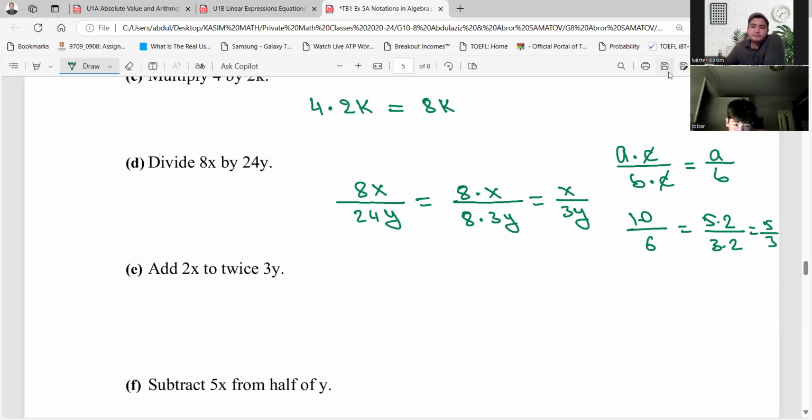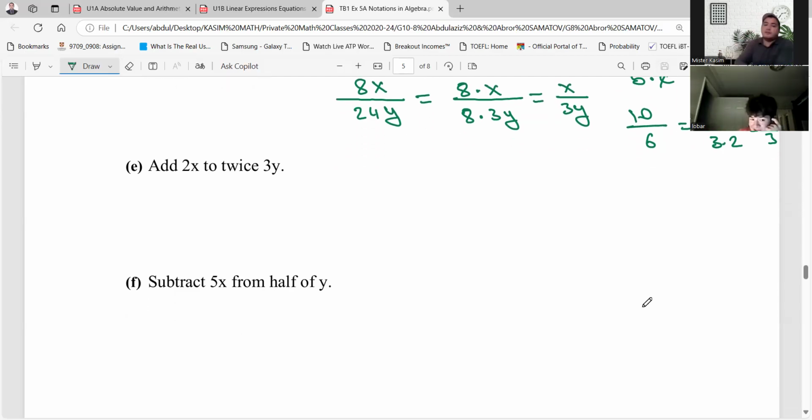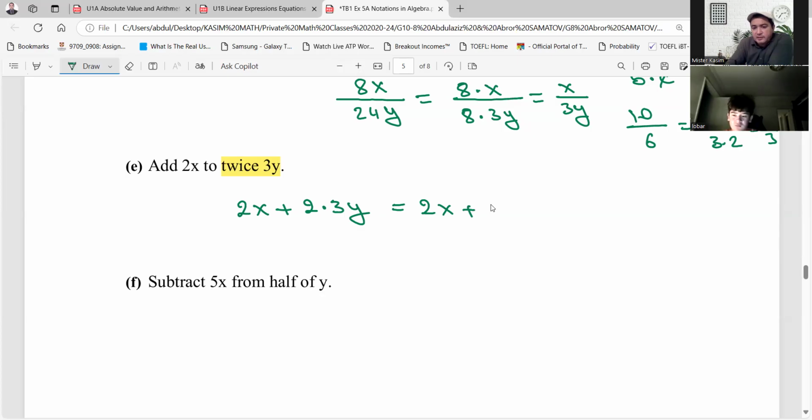E. Add 2x to twice 3y. Add 2x to twice 3y. What does twice 3y mean? Twice means 2 times, right? Okay, add 2x. I'm adding 2x to what? To twice 3y. Right? And now let's simplify. Always leave your answer, Abror, in the simplest form. That is one of the most important features of math. We always simplify everything. Okay, so I can write it as 2x plus 6y.